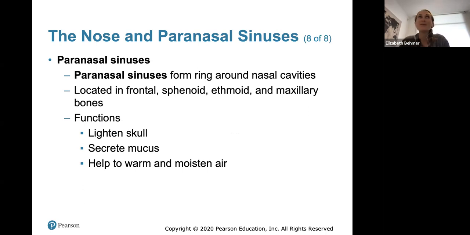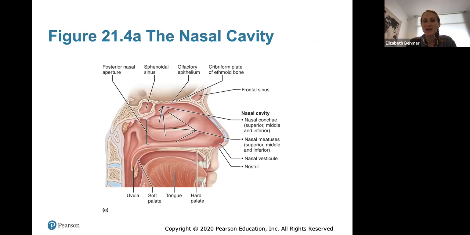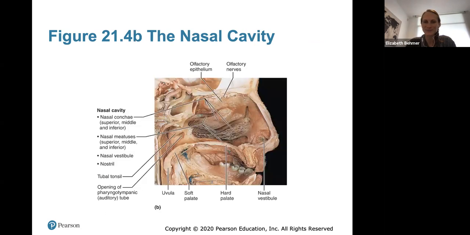You have sinuses that we learned about a little bit. Well, you probably learned about them in anatomy. I'm talking about the spaces around the nasal cavity. They're spaces within your skull bones. They help to lighten the skull, secrete mucus, and also help to warm and moisten the air. So here's a look at the nasal cavity. You can see some sinuses labeled there as well.